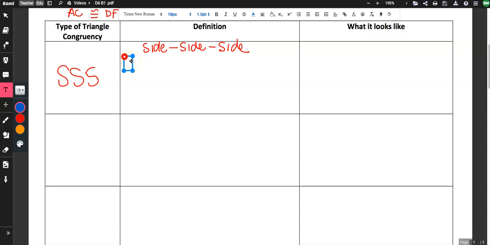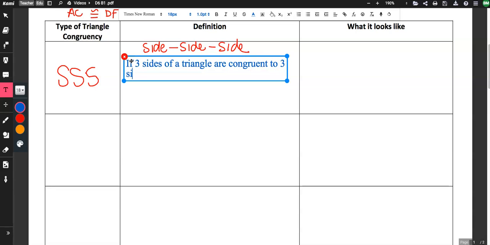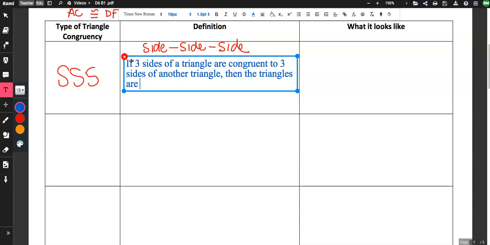Okay, so in technical math words, we're going to write a conditional statement. If three sides of a triangle are congruent to three sides of another triangle, then the triangles are congruent. So that's a really long-winded way of saying if three sides are the same, the entire triangles are the same.